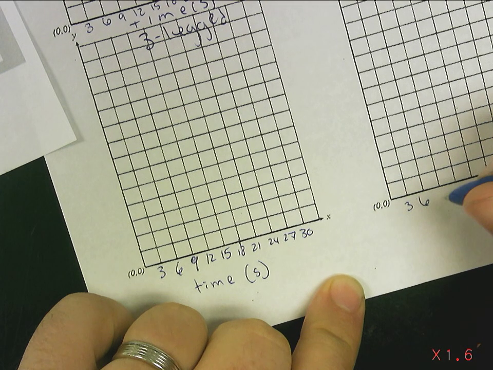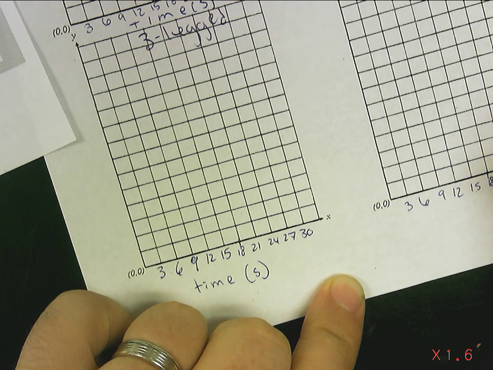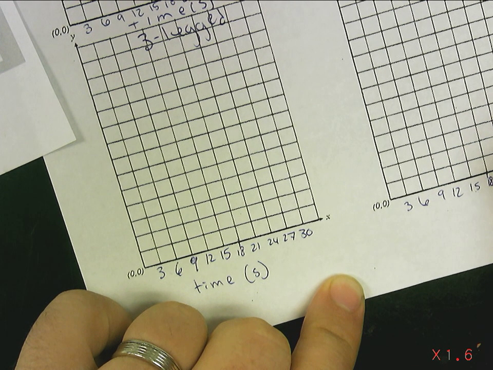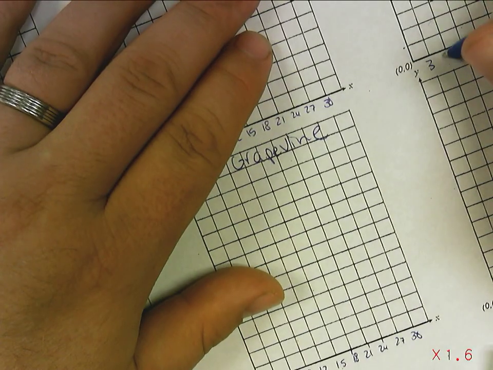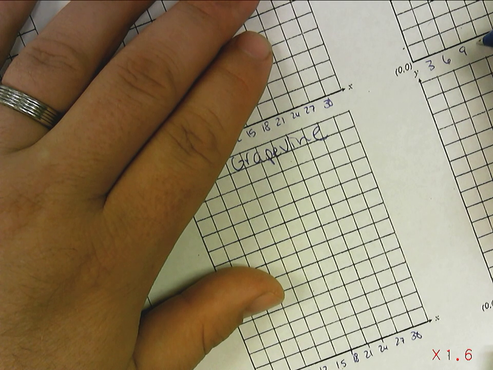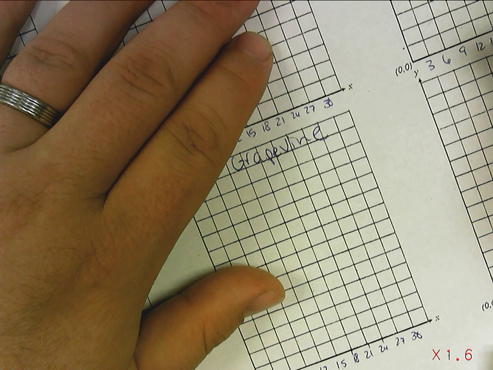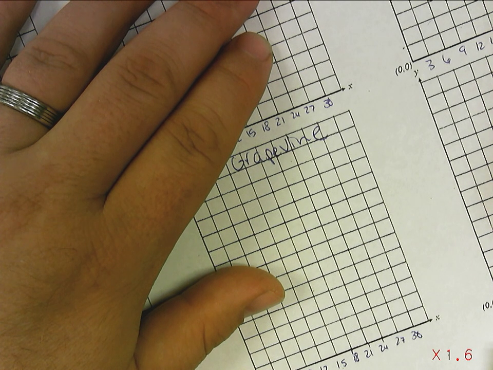Almost done here. 3, 6, 9, 12, 15, 18, 21, 24, 27, 30. Last one. 3, 6, 9, 12, 15, 18, 21, 24, 27, 30.